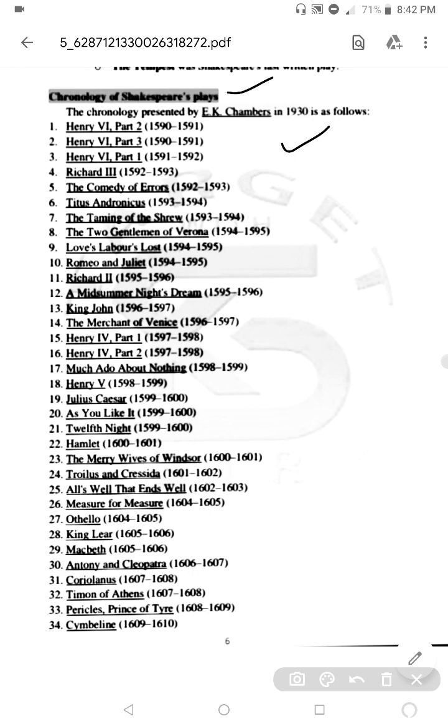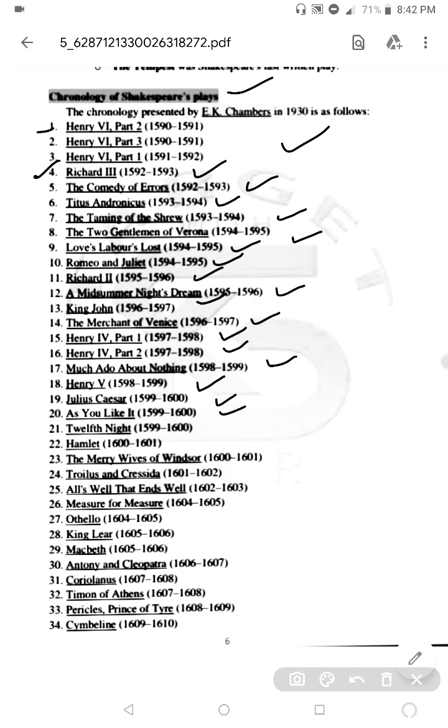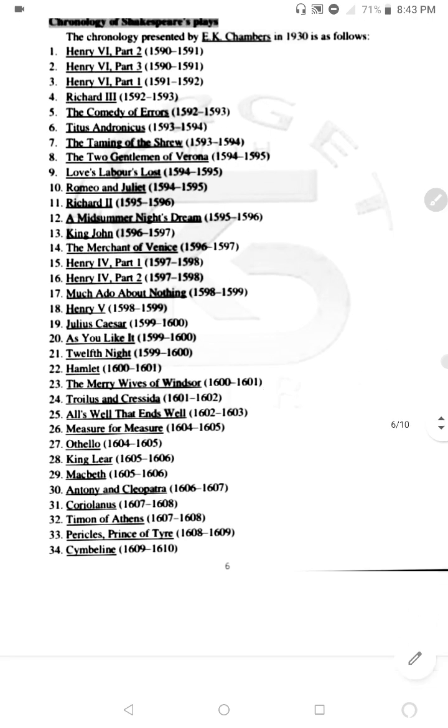So the first is Henry VI Part 2, second work Henry VI Part 3, then Henry VI Part 1, Richard III, The Comedy of Errors, Titus Andronicus, The Taming of the Shrew, The Two Gentlemen of Verona, Love's Labour's Lost, Romeo and Juliet, Richard II, A Midsummer Night's Dream, King John, The Merchant of Venice, Henry IV Part 1, Henry IV Part 2, Much Ado About Nothing, Henry V, Julius Caesar, As You Like It, Twelfth Night, Hamlet, The Merry Wives of Windsor, Troilus and Cressida, All's Well That Ends Well, Measure for Measure, Othello, King Lear, Macbeth, Antony and Cleopatra, Coriolanus, Timon of Athens, Pericles, Prince of Tyre, and Cymbeline. So this is the chronology of William Shakespeare.